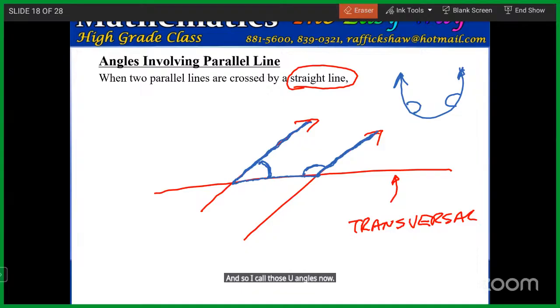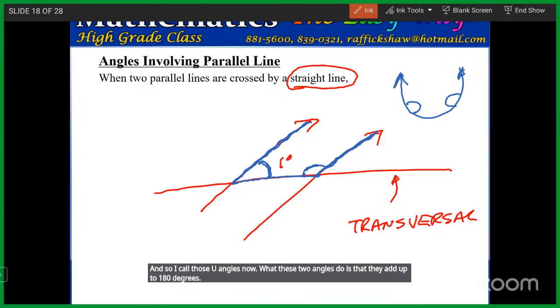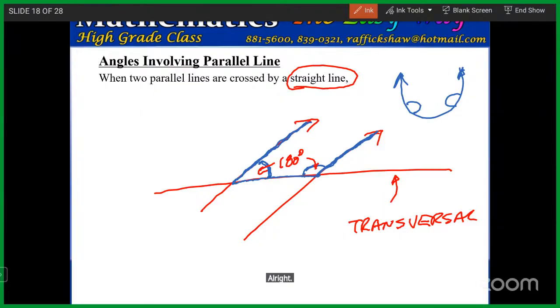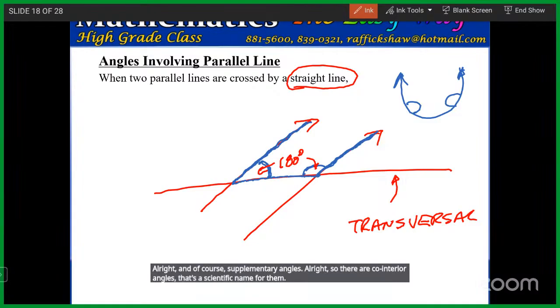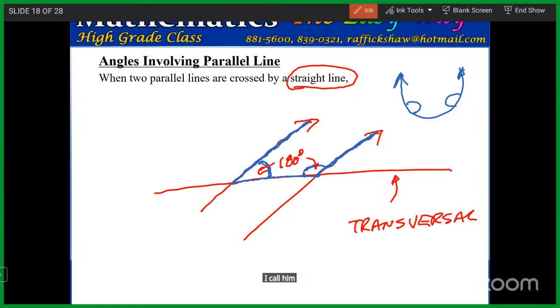Now, what these two angles do is that they add up to 180 degrees. These two angles, they add up to 180 degrees. All right, and they are called supplementary angles. So they are co-interior angles. That's a scientific name for them. I call them U angles because they seem like angles in the base of a U. And they are supplementary. Supplementary means that they add up to 180 degrees.